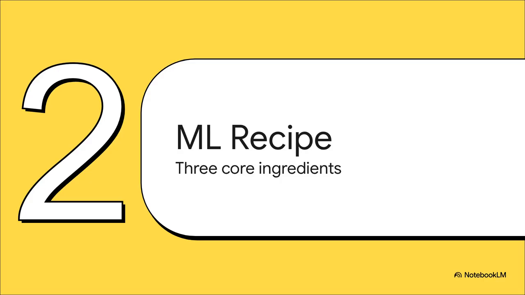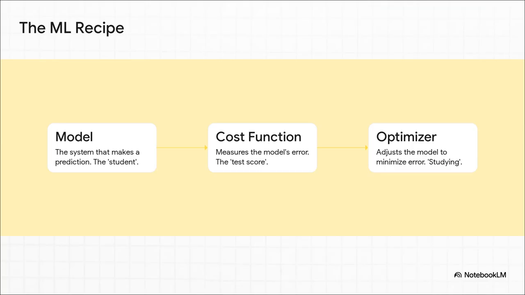Okay, so with that idea locked in, it turns out you can build almost any machine learning algorithm using a simple three-part recipe. This is the core engine behind pretty much everything we're going to talk about. So the recipe has three ingredients. First, the model. You can just think of this as the student making a guess. Second, the cost function. This is like the score on a test. It measures exactly how wrong the guess was. And third, the optimizer. This is the process of studying. It adjusts the model to try and reduce that error. And that creates this constant loop: guess, check, and adjust, over and over again.